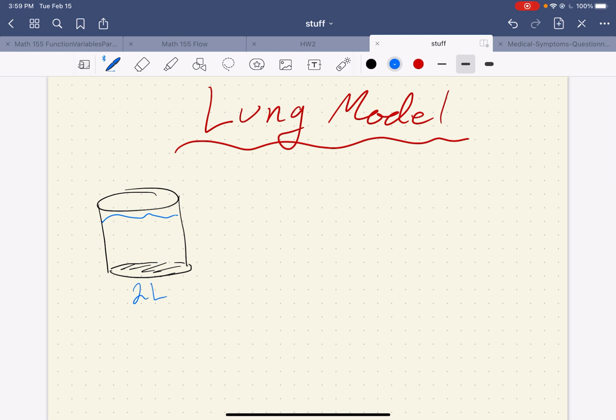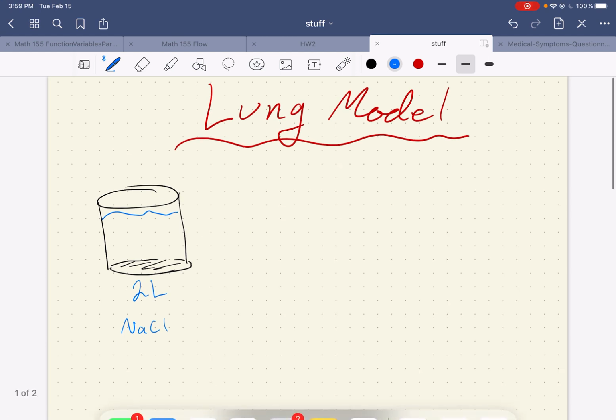So that's pretty big. And in fact, it's some salt water of some kind. We'll just use some sodium chloride. And it turns out that in this 2-liter beaker, there are, we'll do 4 grams, 4 grams of sodium chloride. So this is the amount of salt.